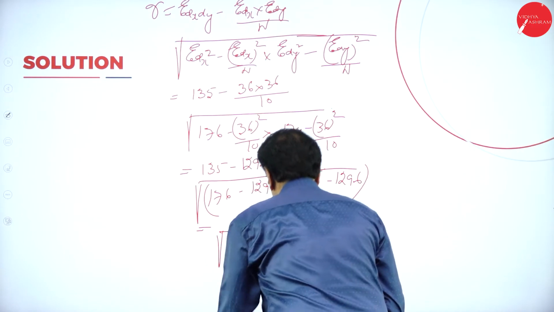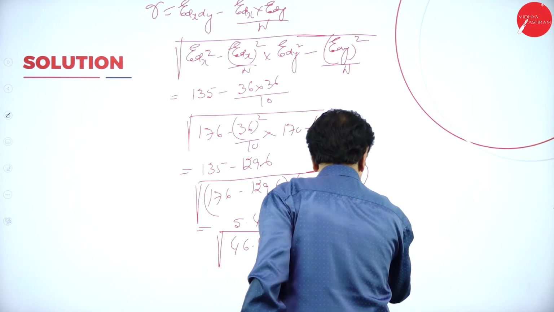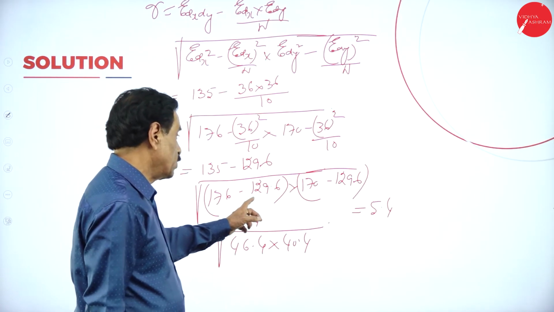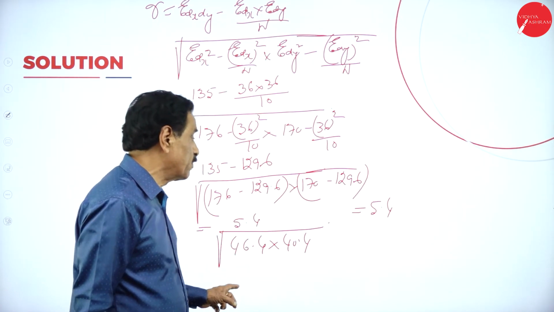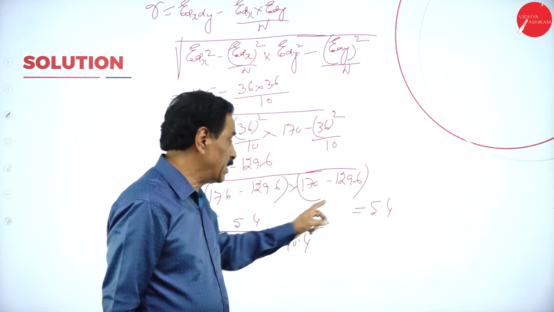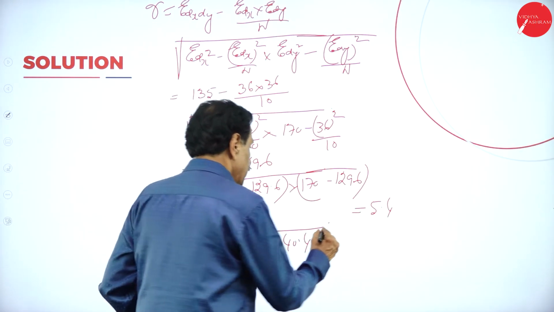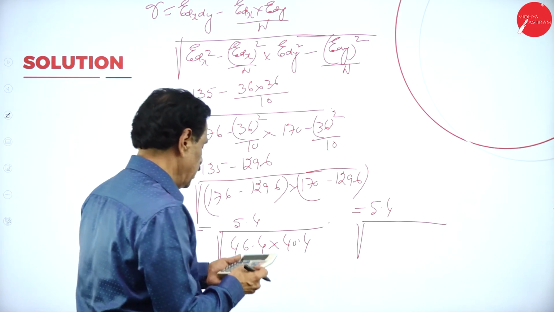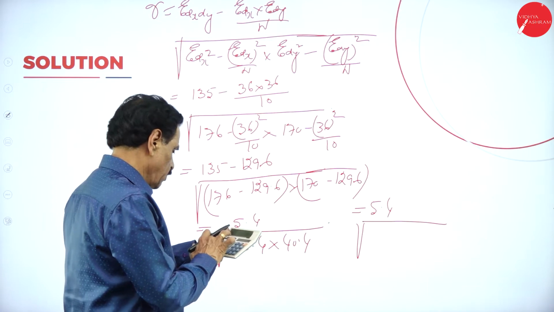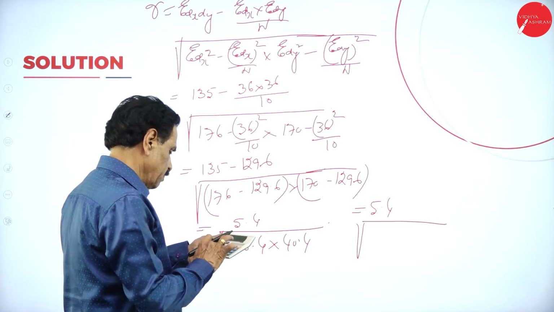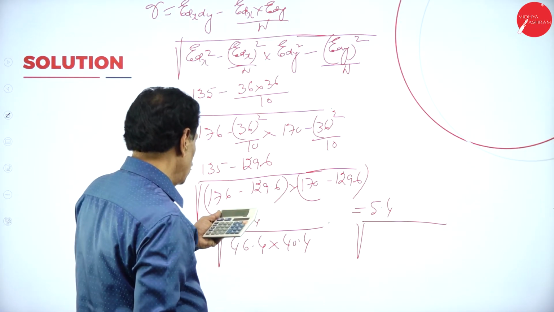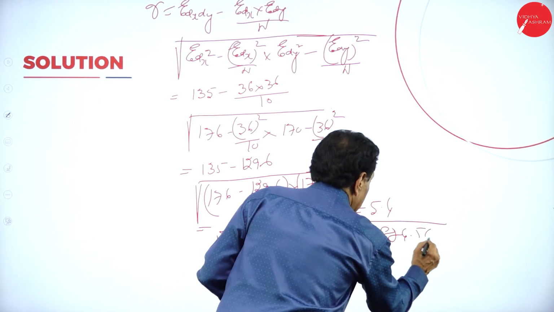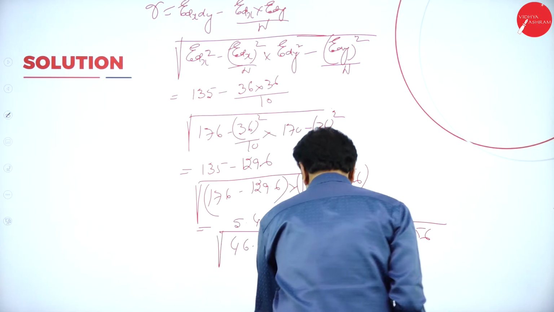So next step: 5.4. So 176 minus 129.6 is 46.4, and 170 minus 129.6 is 40.4, divided by root of. So 40.4 into 46.4 is equal to 1874.56. Next step.